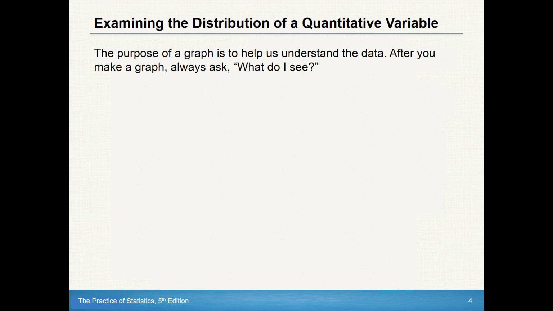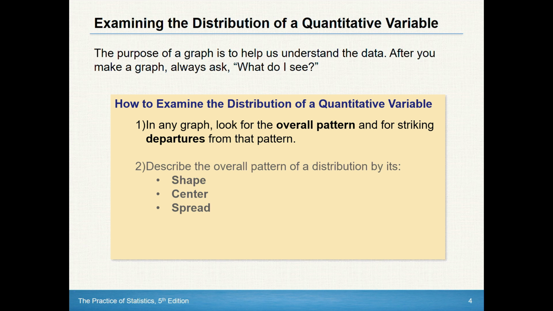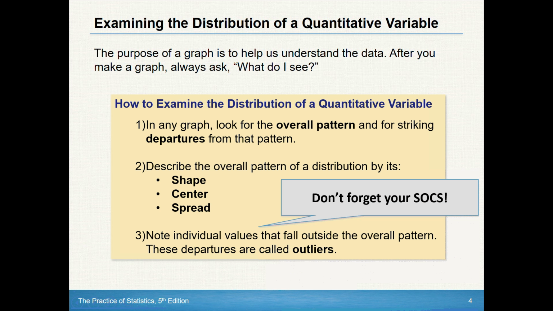If we're examining the distribution, we kind of ask ourselves, what do we see, right? So when we're looking for that, we're looking for the overall pattern and any departures from that pattern. We're looking for the shape, the center, and the spread. And we want to talk about any outliers that might exist. Now, that idea of shape, center, spread, and outliers, we refer to that as your SOCS. S for shape, O for outliers, C for center, and S for spread. Obviously no K, like in the normal spelling of socks.